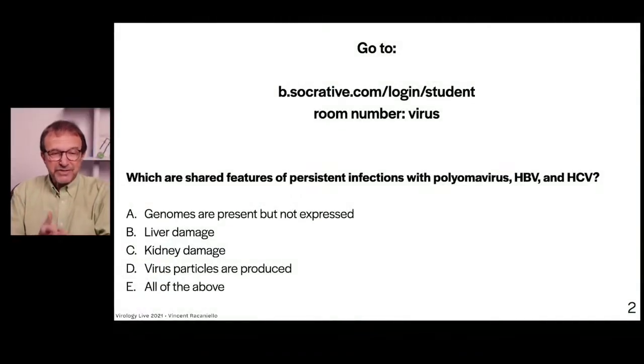All right, which are shared features of persistent infections with polyoma virus, hepatitis B virus, and hepatitis C virus? This is a tricky question because you're going to have to think about all three. A, genomes are present but not expressed. B, liver damage. C, kidney damage. D, virus particles are produced, or all of the above. What's in common? Okay, let's take some questions here.